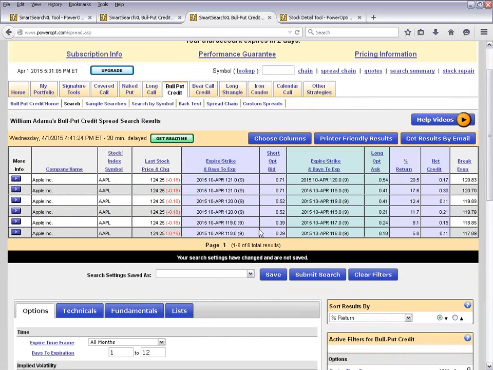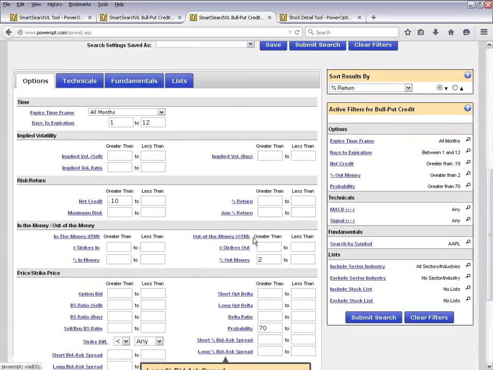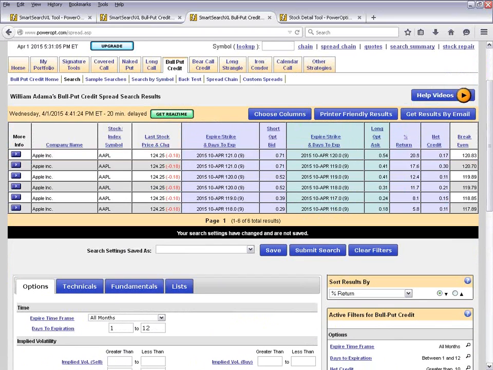Okay, so we have various strike differences. Good, I just want to make sure there's something there. Various strike differences here and various net credits. Apple's at 124.25 because I looked for the 70% probability and I looked for a range out of the money. Our first spread is the 1-point spread.